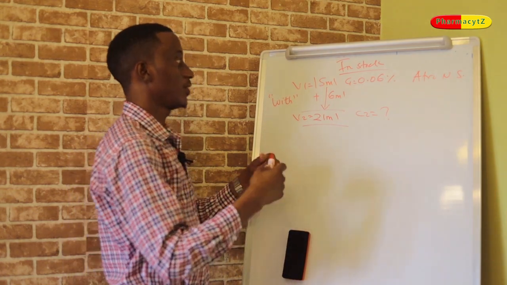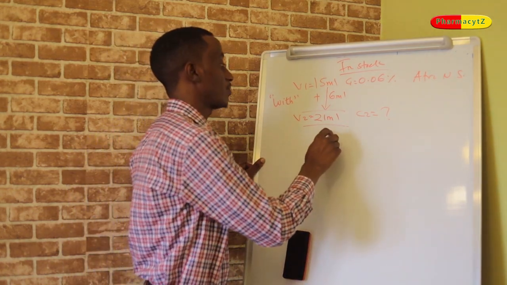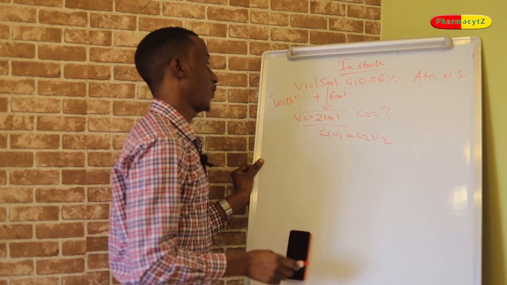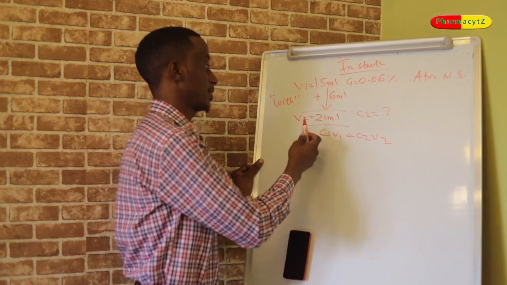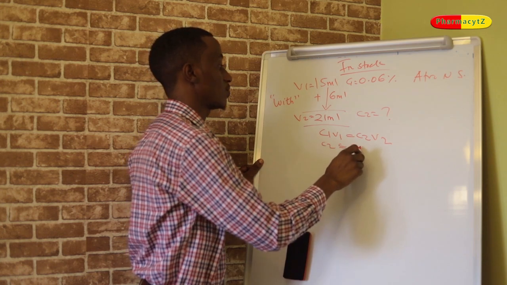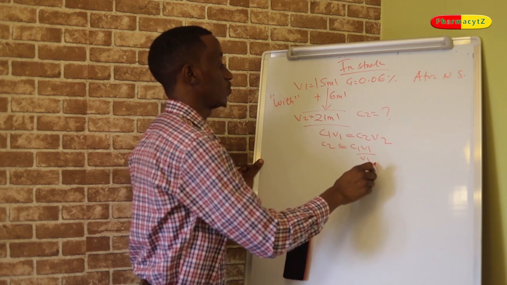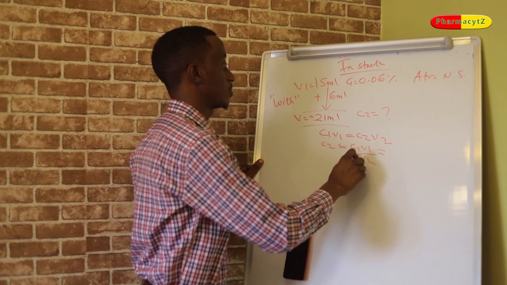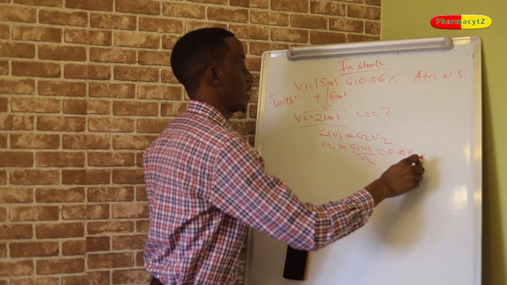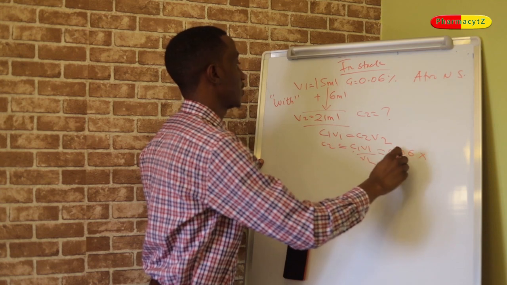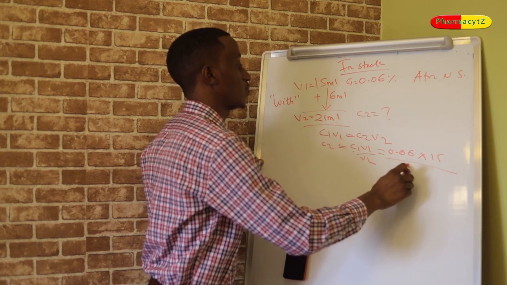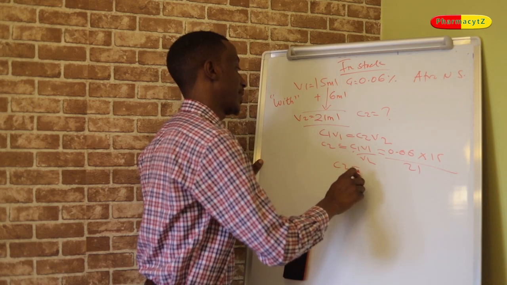Okay? So if you know that, apply the same concept. C1 V1 is equivalent to C2 V2. Then what follows next? We need C2, make C2 the subject. This is equivalent to C1 V1 over V2. Then substitute concentration 1, which is 0.06, times volume 1, which is 15, over volume 2, which is 21, then you will get your answer.